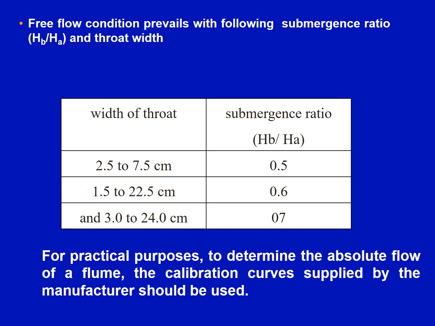Another thing, for practical purposes we have an equation also, but when we purchase any flume, the manufacturer supplies the calibrated curve. In that curve there are two axes. On one axis there is h, height, and on the other axis there is discharge. So we just have to install one staff, measure the height, and we can get the discharge directly for that particular flume.